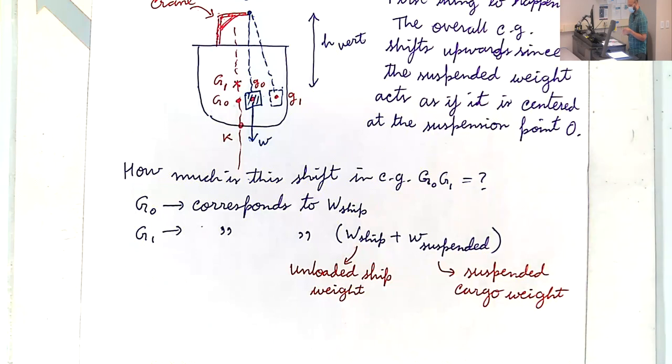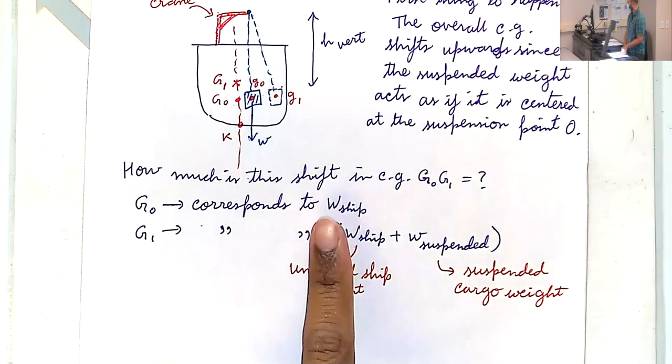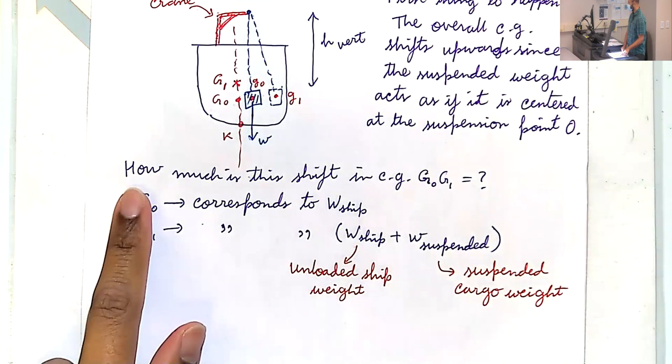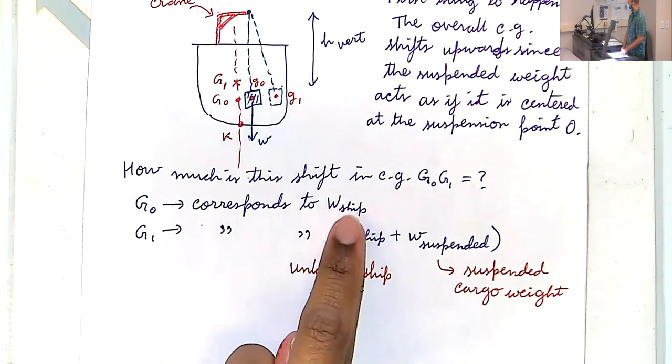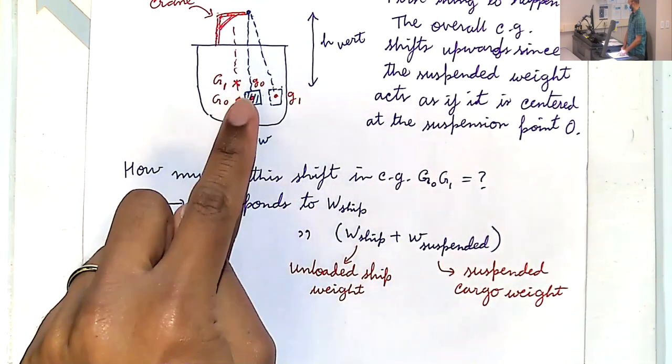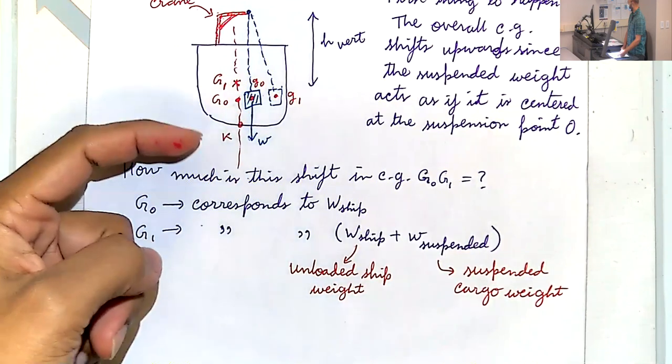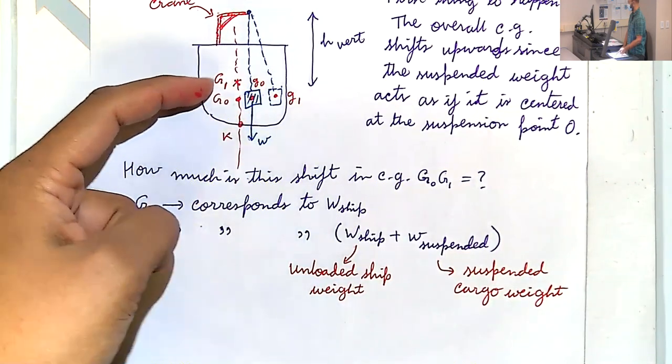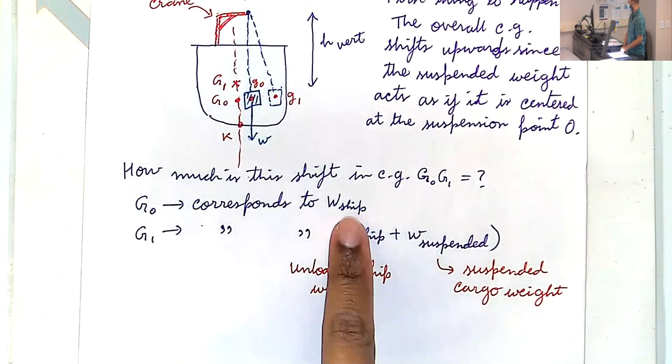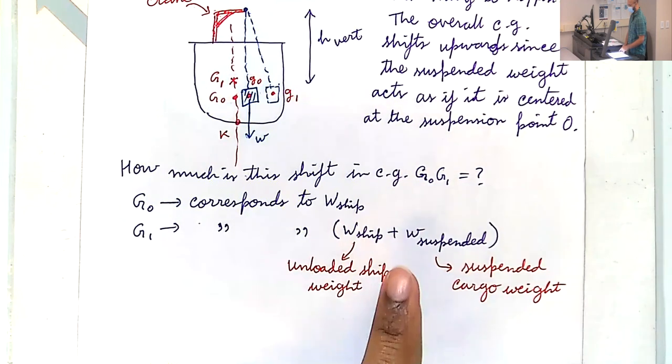What would you do? Look at the data given. So we know the center of gravity for the unloaded ship, G0. And we basically need to find the new combined center of gravity with the unloaded ship and the suspended weight. How do we do this?